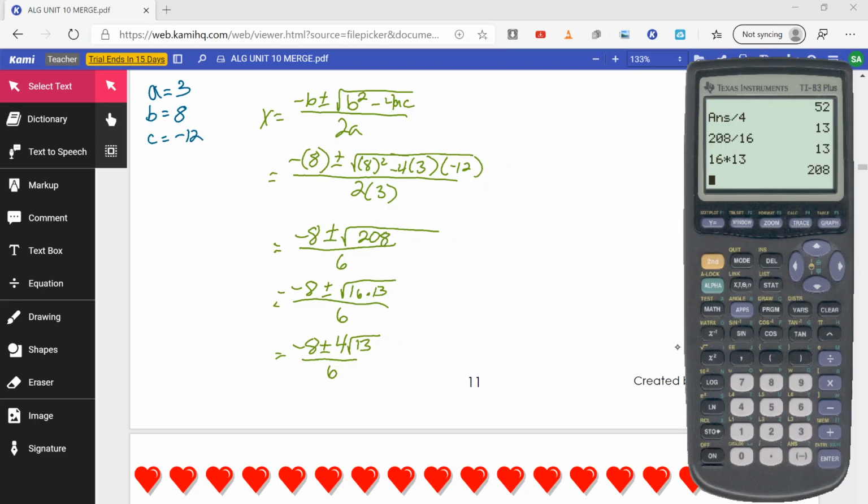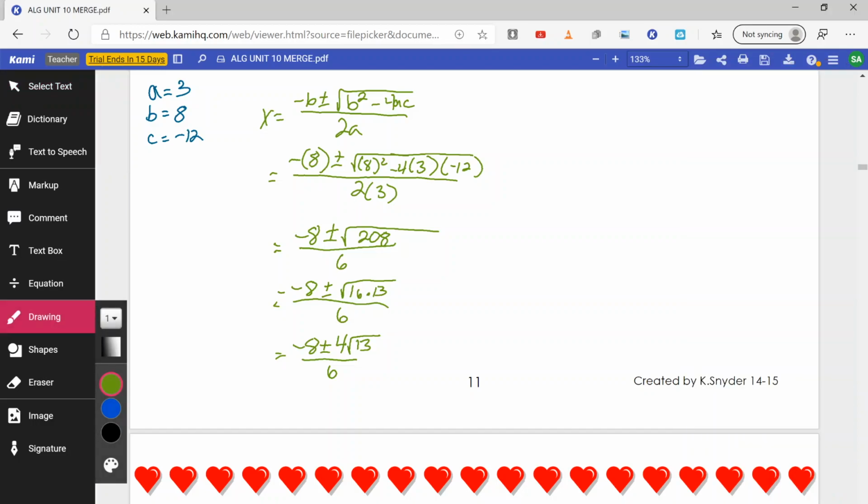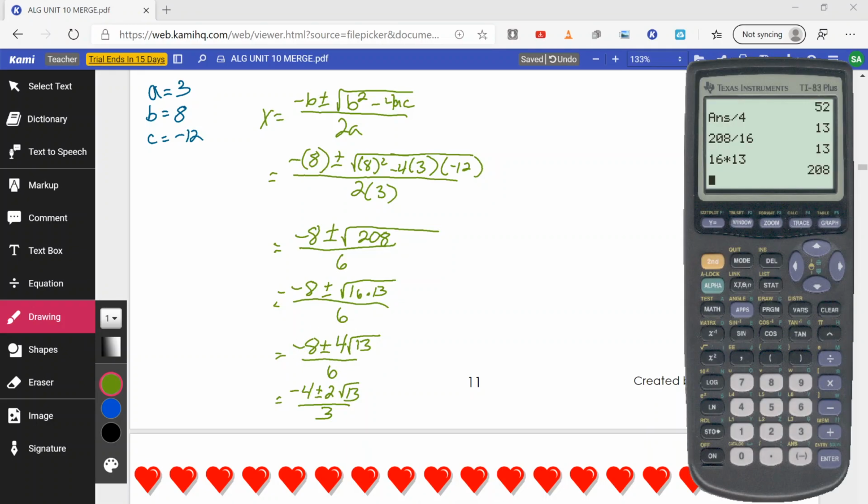So negative 8 divided by 2 gives me negative 4 plus or minus, and then if I divide 4 by 2, I get 2 root 13 over 3. So all I did was divide our 3 whole numbers in our problem, 8, 4, and 6, by 2, and we end up with a simplified form of negative 4 plus or minus 2 root 13 over 3.